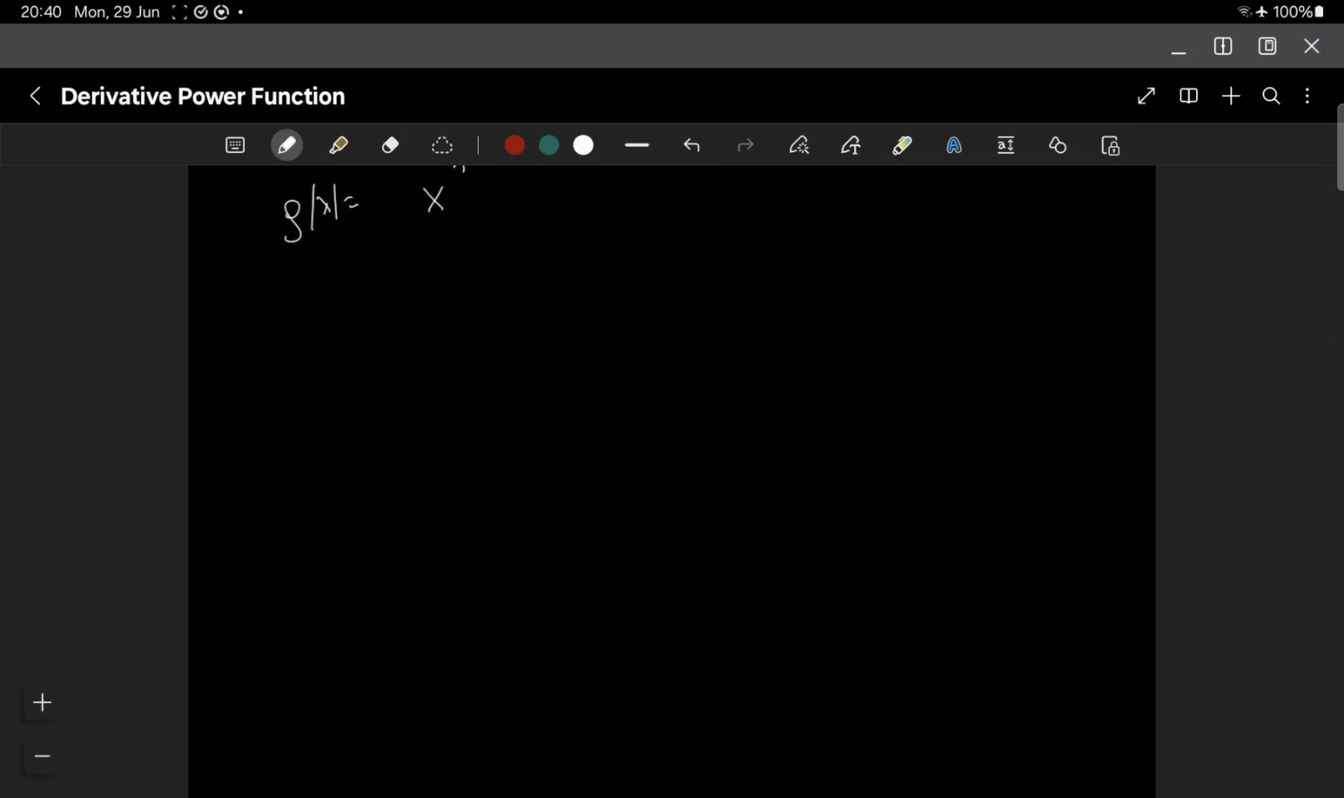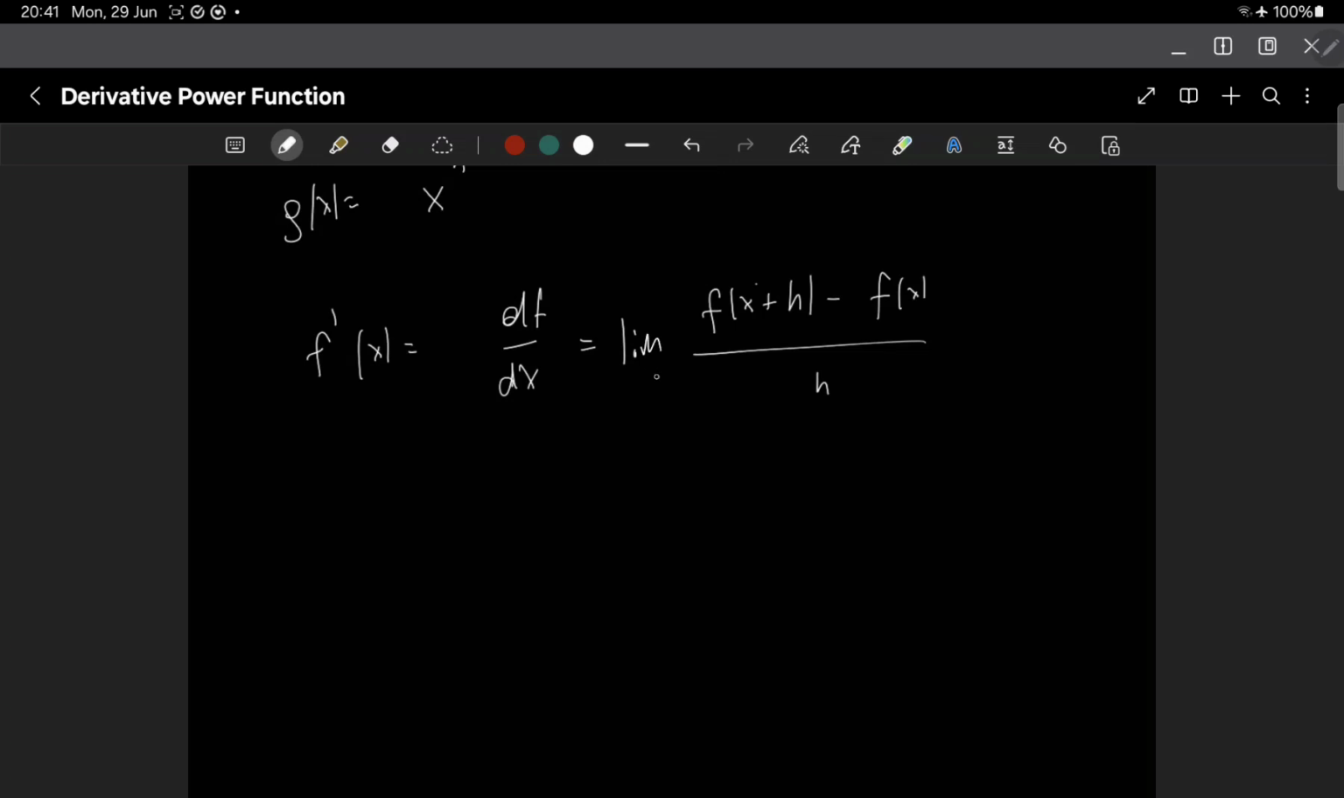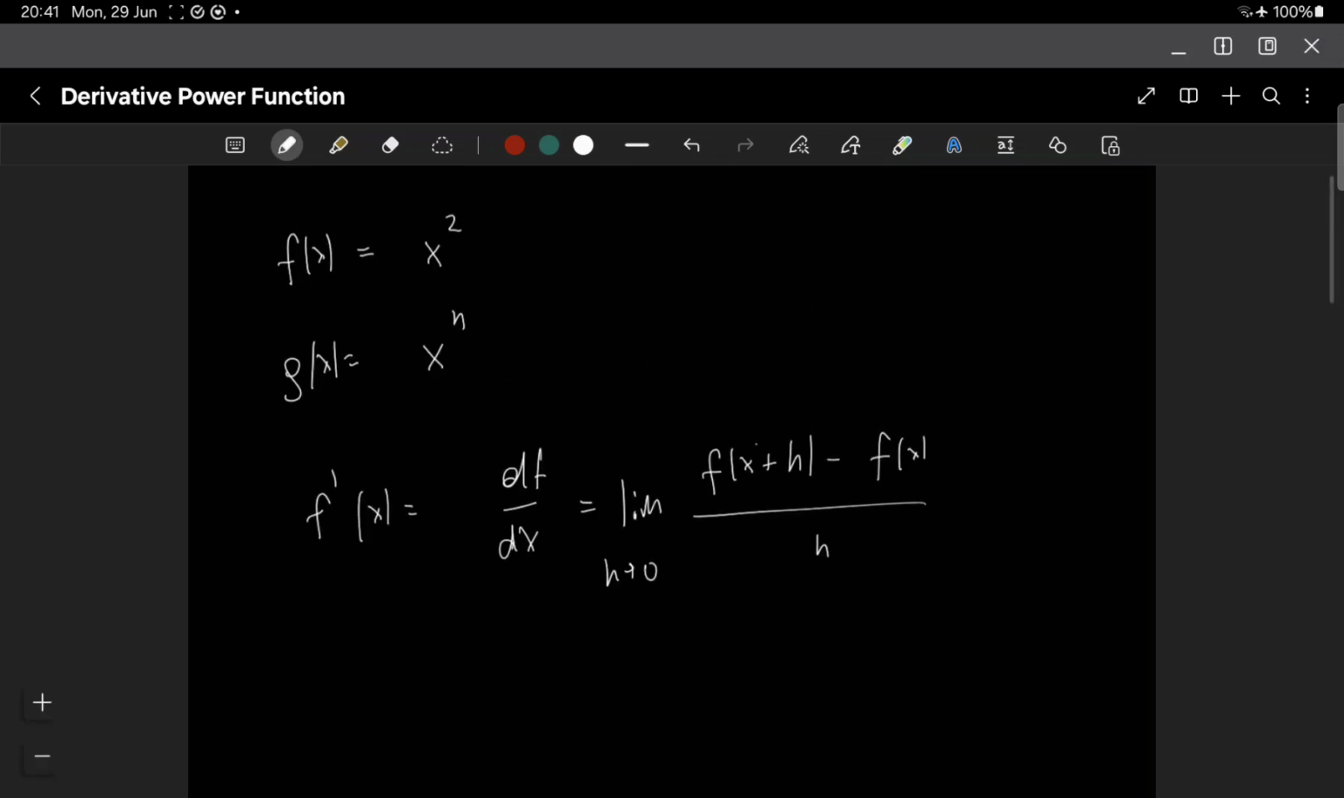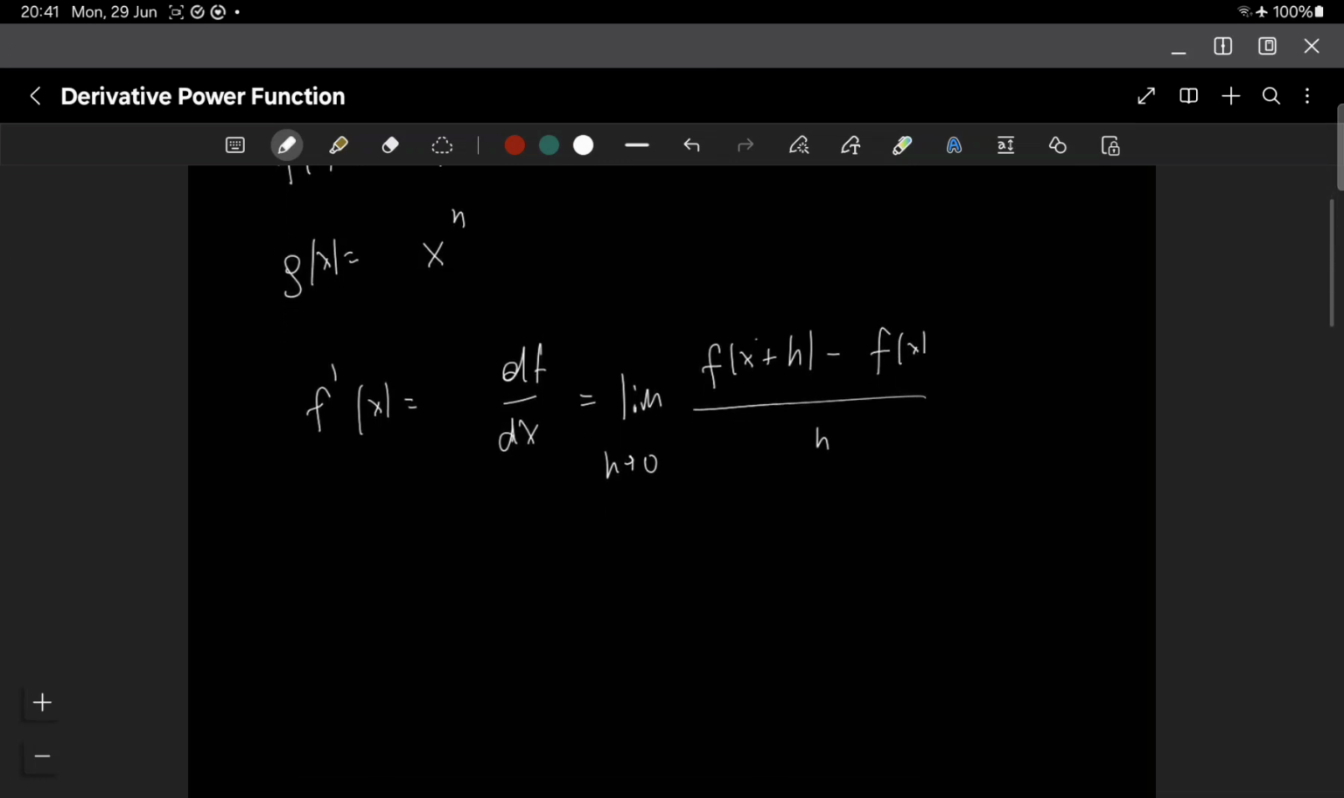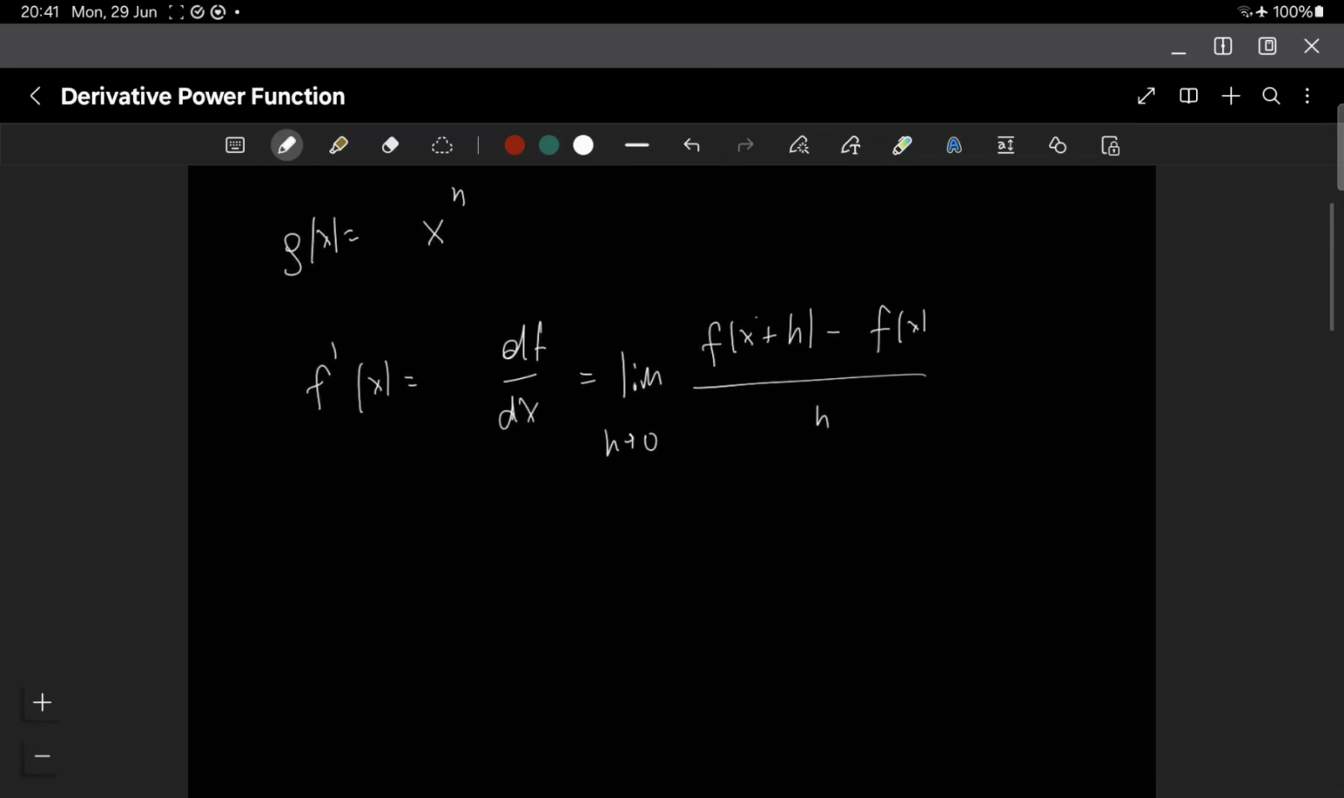So let us recapitulate the definition of the derivative. f prime of x is df by dx, and this is the limit as h tends to 0 of f of x plus h minus f of x, divided by h. So let's now insert our function x squared here. We're going to use that f of x is x squared.